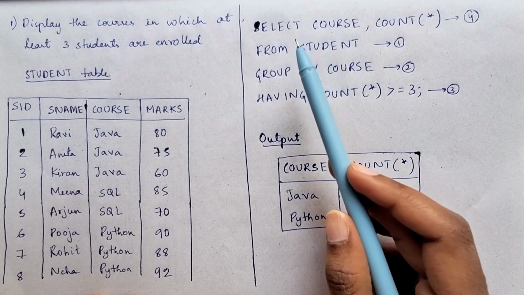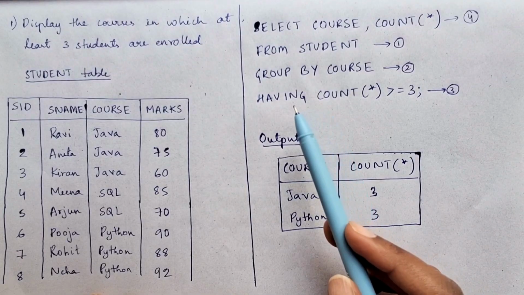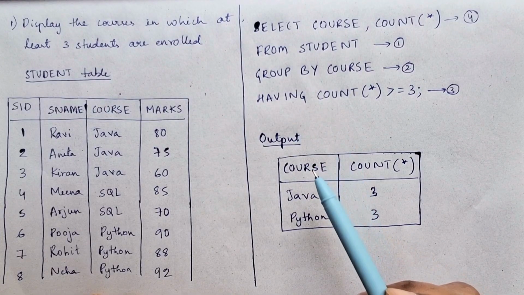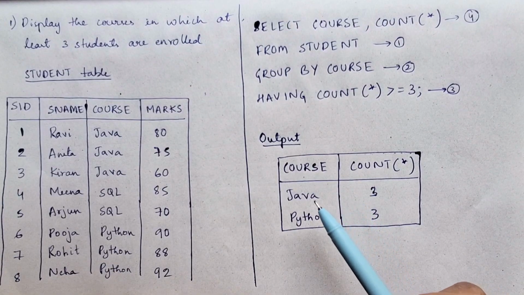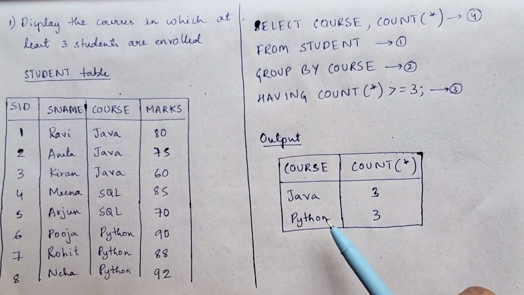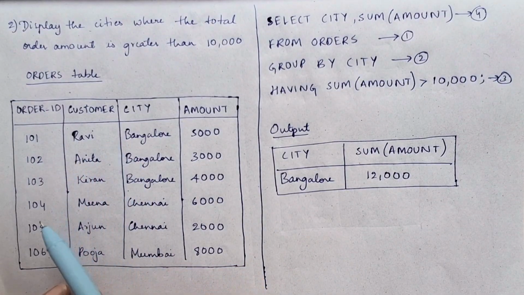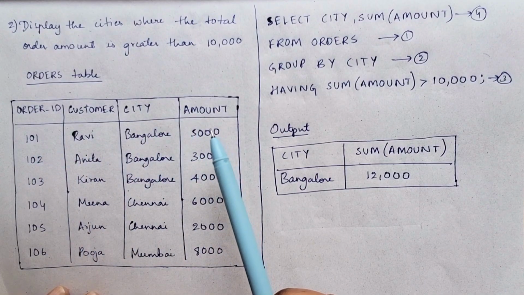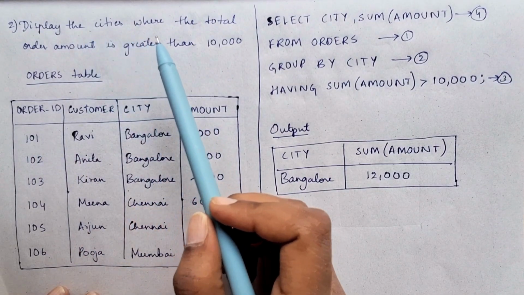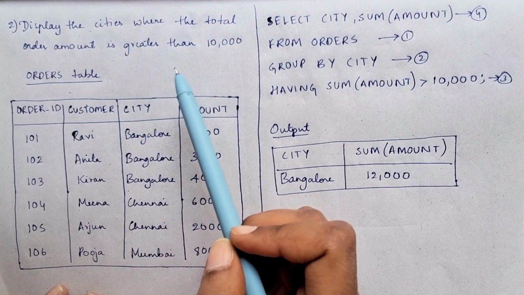Finally, the SELECT clause displays only those courses that satisfy the HAVING condition along with their count. So the output will show only Java and Python courses. Now we will see another query using the orders table, which has 4 columns: order ID, customer, city and amount. Display the cities where the total order amount is greater than 10,000.